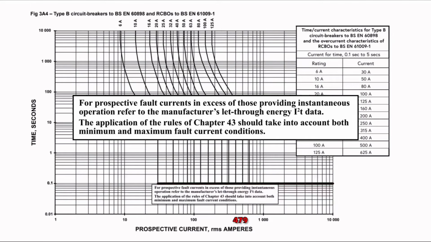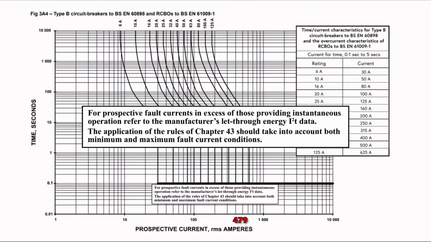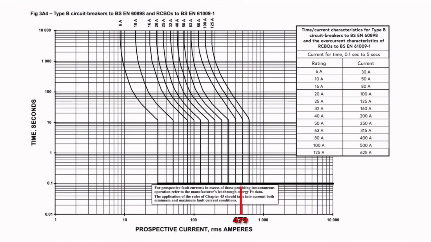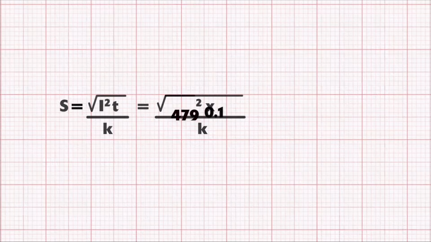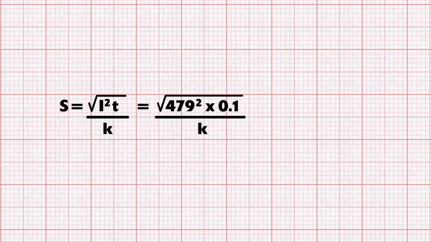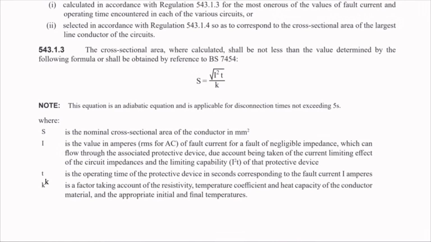That's a bit outside the scope of this video, so rest assured I checked with the manufacturer and it's okay to use the 0.1 second instantaneous value in this case. So we can pop that into our equation. Then we need to find K. Remember, this is just a constant that we get based on the material used as the CPC and its properties. So where do we find that?